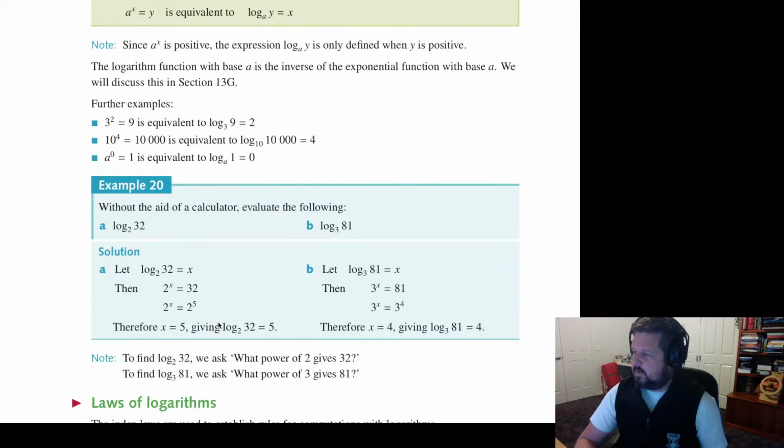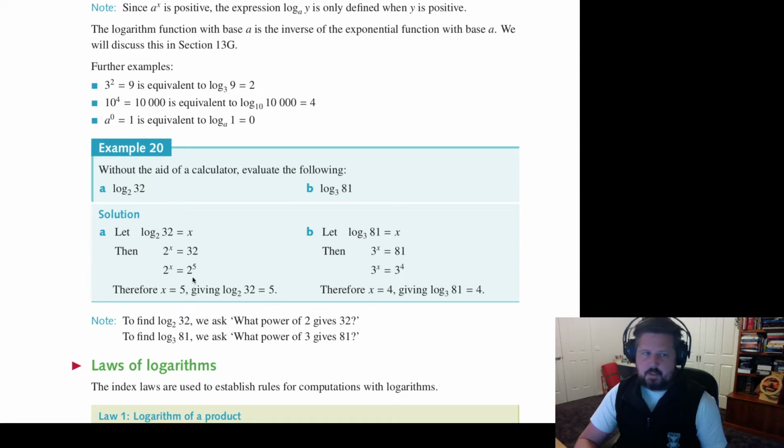Now, when it comes to working out some of these, you could be asked to do these without a calculator. So what we need to do with these is to rearrange them into the other format, and then we can go and evaluate them from there. So we've got the log of 32 to the base 2. Using the information that we had above, this is the same as saying 2 to the power of x is equal to 32. Yep, so that was just using the rule that we discussed before.